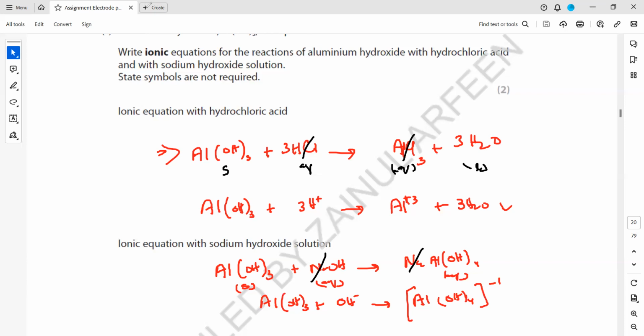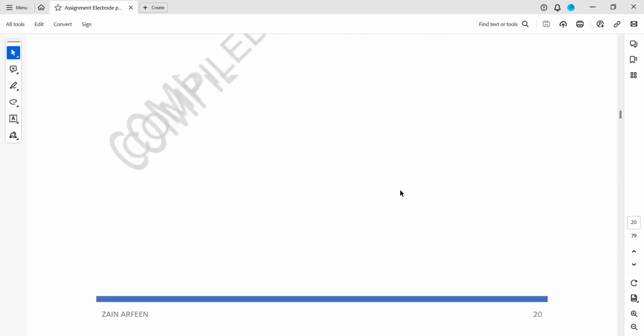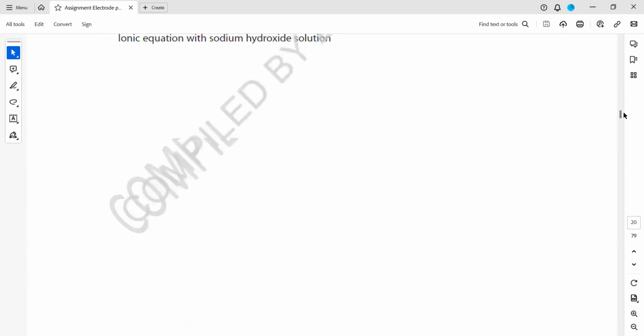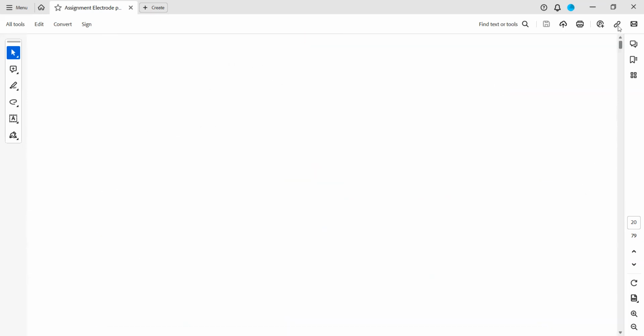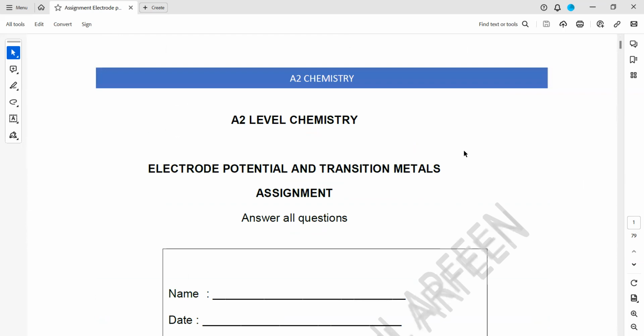So if you see this question, multiple parts are there and the weightage in the exam is also higher as compared to the other parts. So this was question 14, which was related to electrode potential and the transition metals.